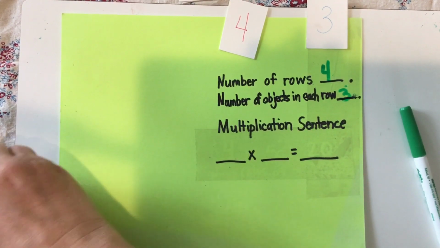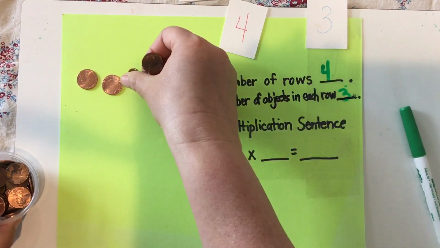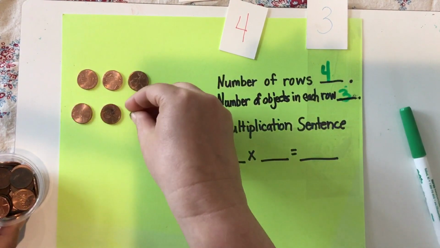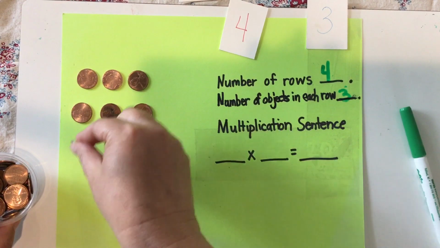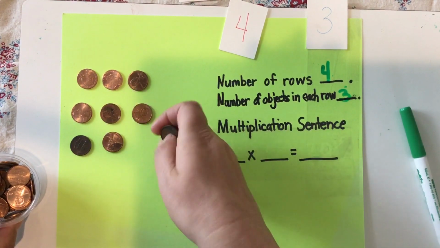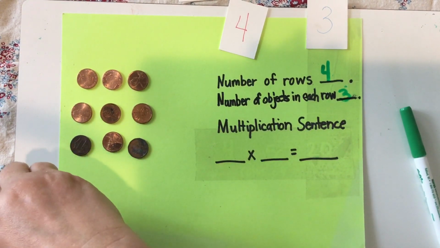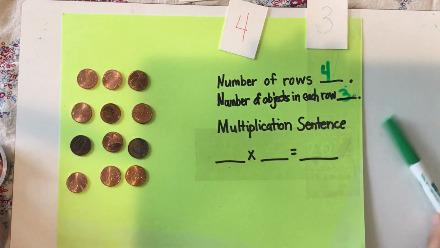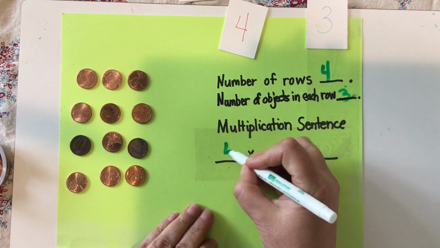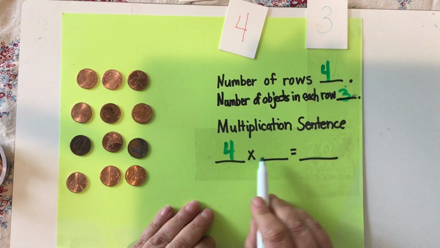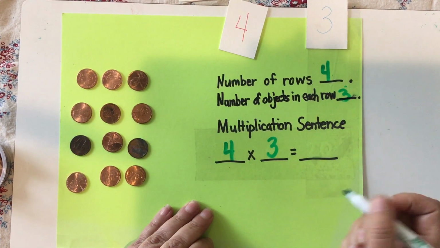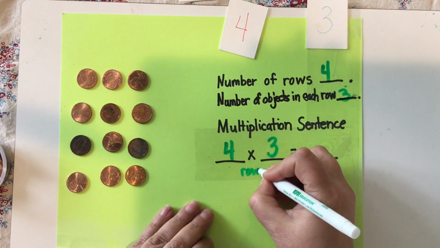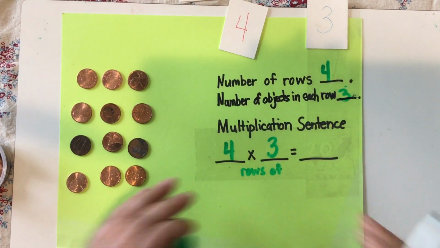So here's 1 row of 3, 2 rows of 3, 3 rows of 3, and 4 rows of 3. So before we were saying 4 groups of 3 equal what? Well, with arrays, we just say 4 rows of 3 equal what?